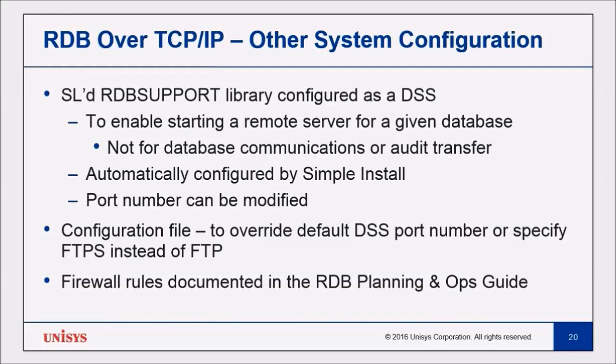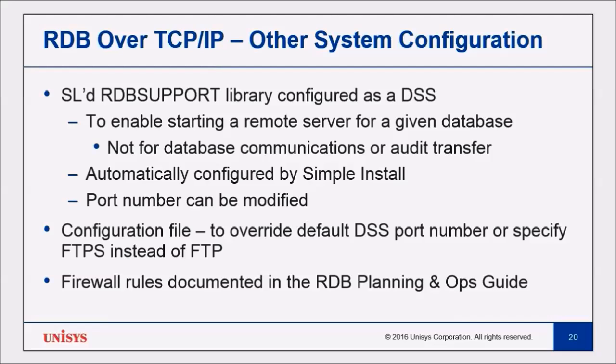In a TCP/IP only environment without BNA, host services is not available to perform remote tasking. Therefore, the RDB support library is configured as a DSS, Distributed System Service, in order to initiate RDB server tasks at the remote host. This configuration is performed automatically by simple install. Administrators can change the port number that is used.